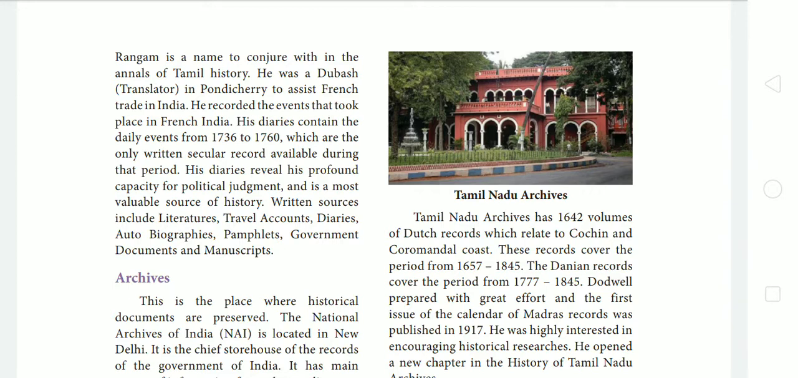What is meant by annals? Annals means the official record of events year by year.